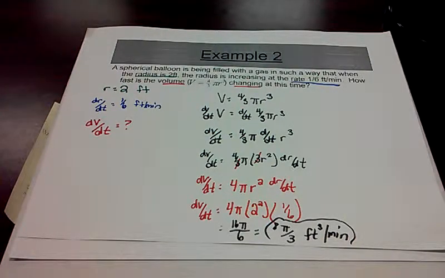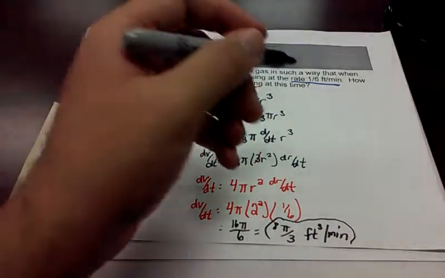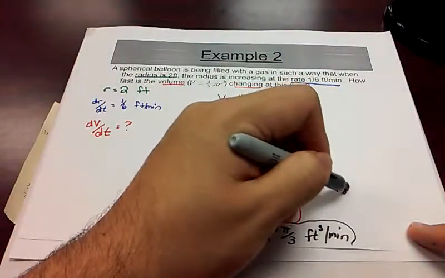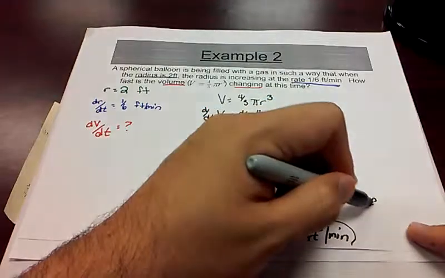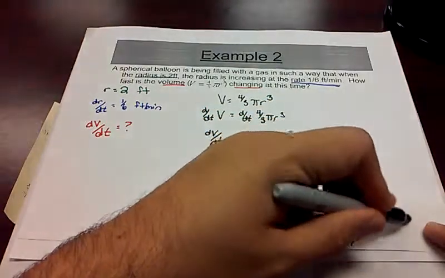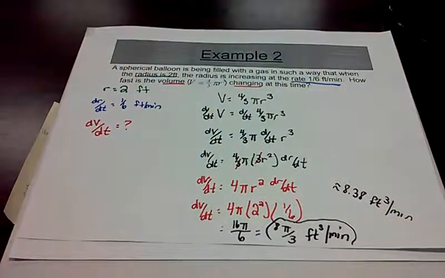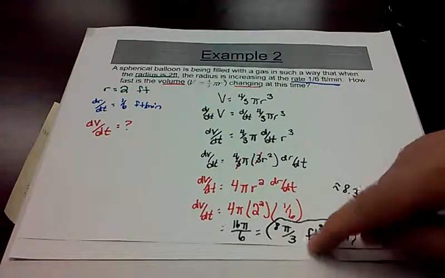If you wanted to actually work that out, 8 times pi divided by 3, it's roughly 8.38. So I'll put that. It's roughly 8.38 cubic feet per minute, which would be an approximate answer, and then this would be the exact answer.